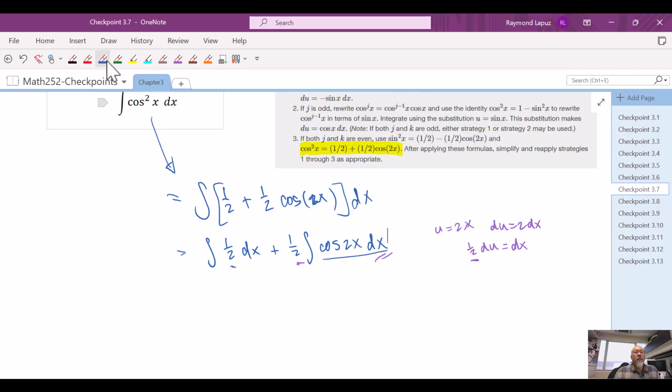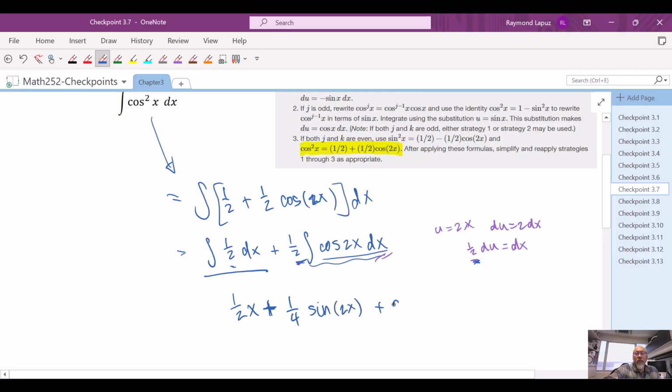All right, so back to integrating. The antiderivative of 1/2 dx is just going to be 1/2 x. And then, like I had mentioned, the antiderivative of cosine is positive sine, so this remains positive. And we have a 1/2 times a 1/2, which will give us a 1/4. And then the antiderivative of cosine u is going to be positive sine u, and u was equal to 2x. And then throw a plus c for good measure, and we have our result.